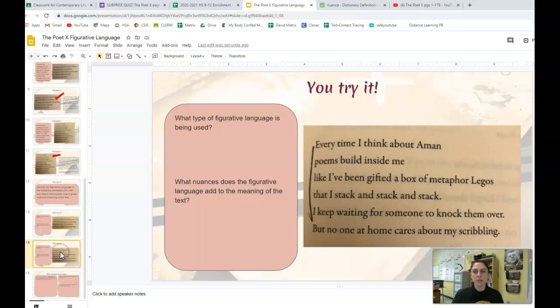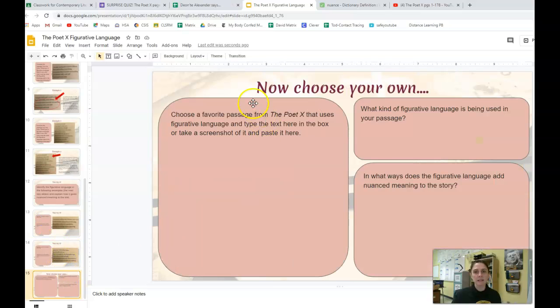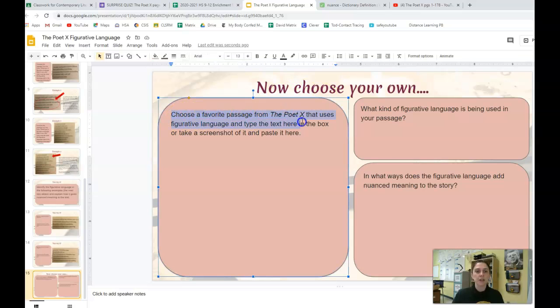So you look at 2 that I've picked for you, and then on the last slide, you're going to choose your own. So I want you to choose a favorite passage from The Poet X that uses figurative language and either type it here in the text box or take a screenshot of it and just paste it here. Tell me what kind of figurative language is being used, and then write a paragraph about how that figurative language adds nuanced meaning to the story. Okay? And then starting tomorrow, we are going to resume reading part 3.